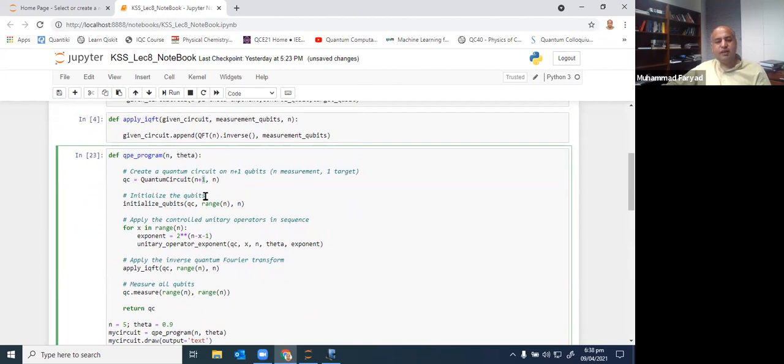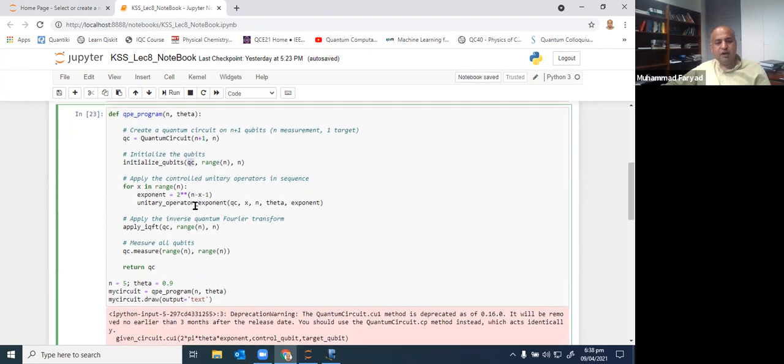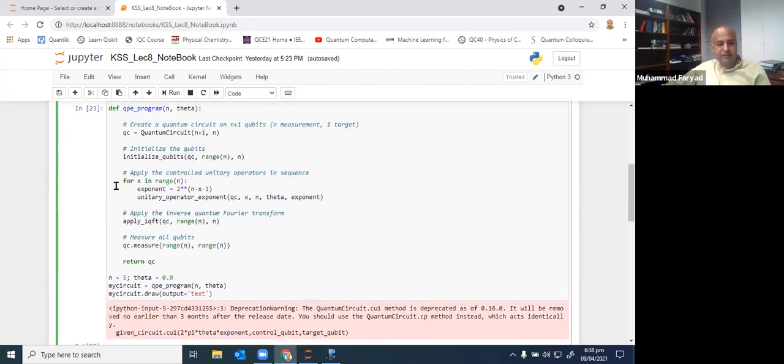In this case, my unitary is only a single qubit, because I'm applying a single qubit unitary gate controlled by all the top n qubits. At first, we have to initialize our circuit. And this initialization, if you recall, is just the Hadamard gates on all the n qubits. And then we have to apply those controlled unitary gates with the specified power.